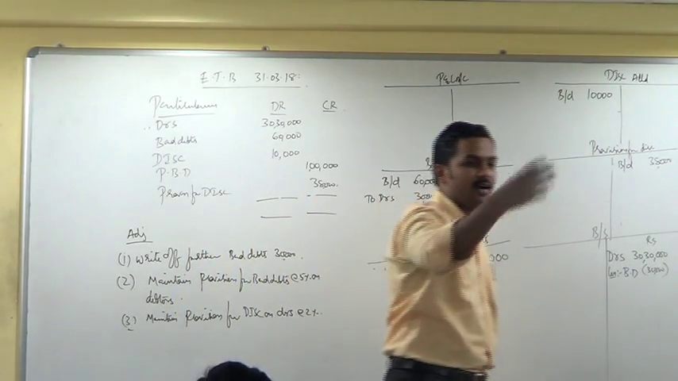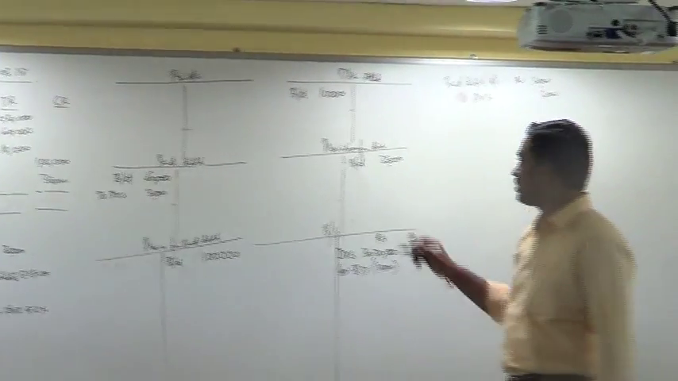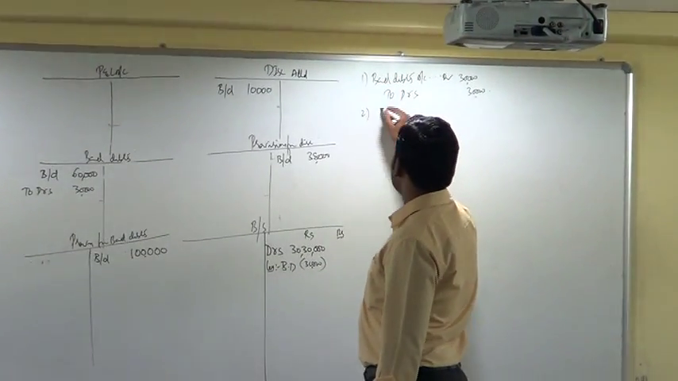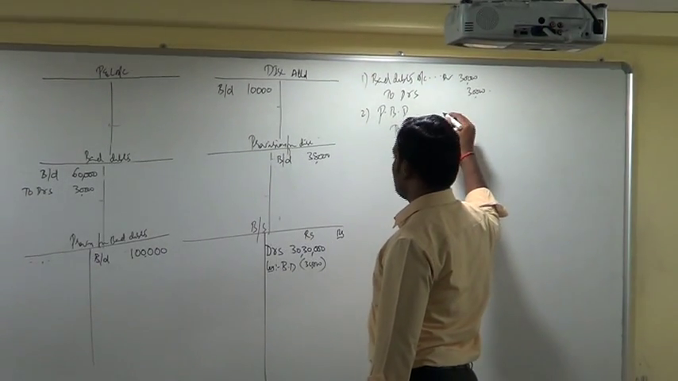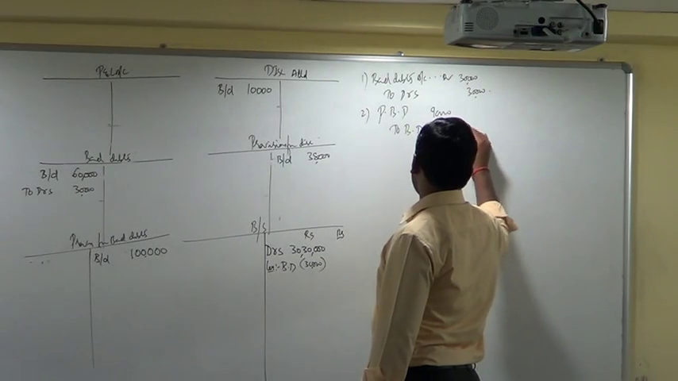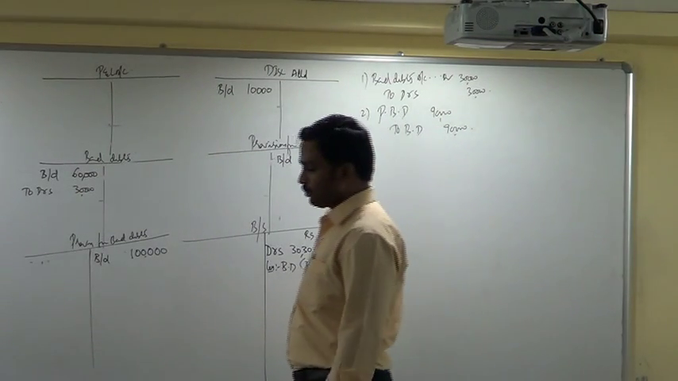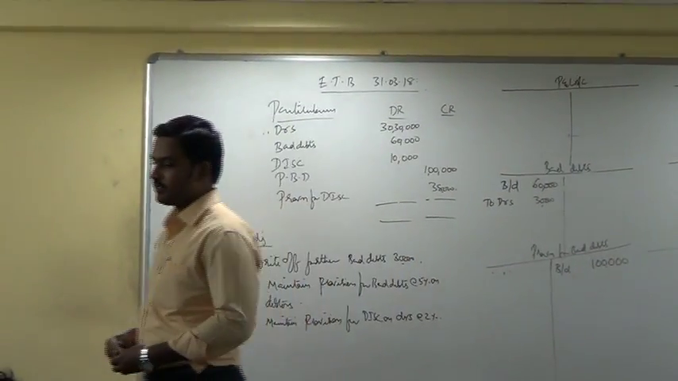What is the entry we pass to transfer bad debts to the provision account? Provision for bad debts account, debtor to bad debts account. Pass the entry. Provision for bad debts account, debtor to bad debts, 90,000 rupees.